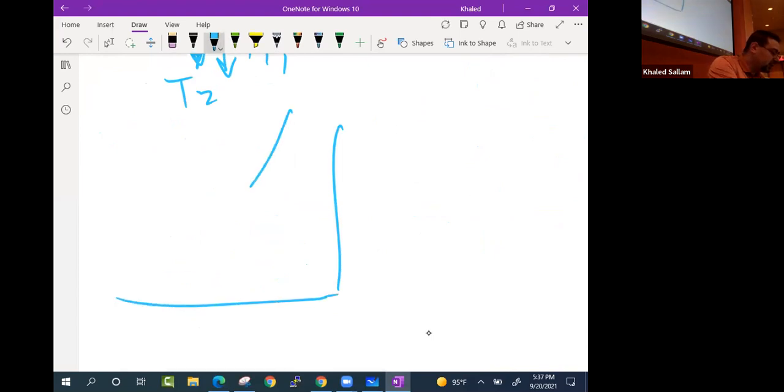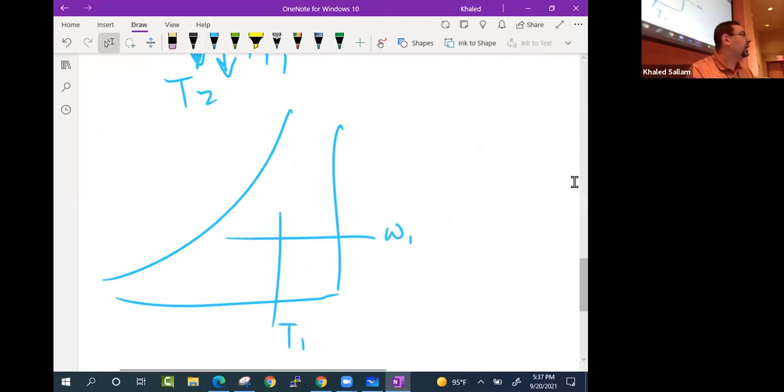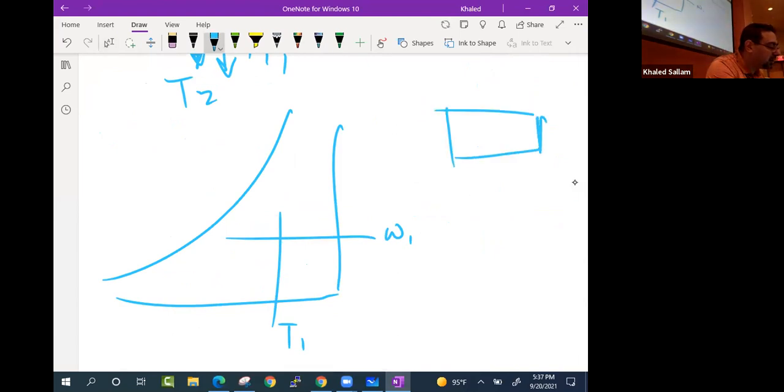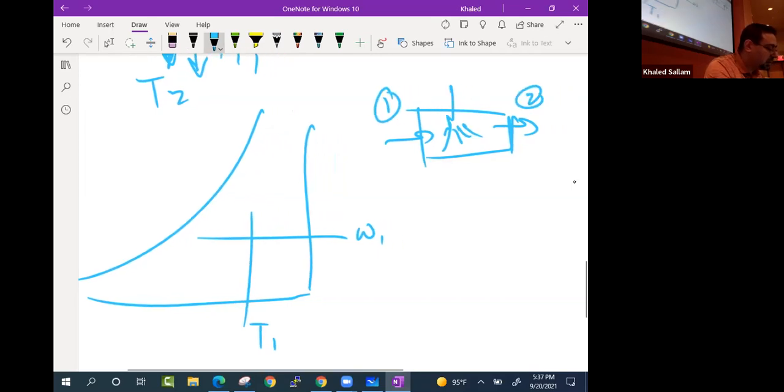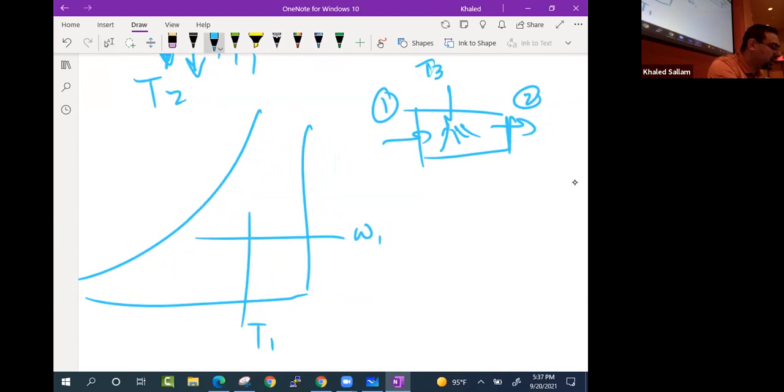So this is our psychrometric chart, right? And we know T1 and omega 1. I want to find out what happened after I spray that spray, which is coming in at T3 and m dot 3, whether it's steam or vapor or liquid water. So I want to get my state 2.